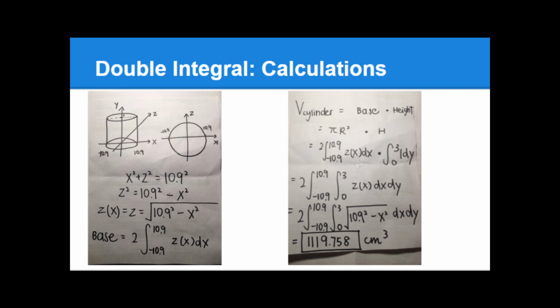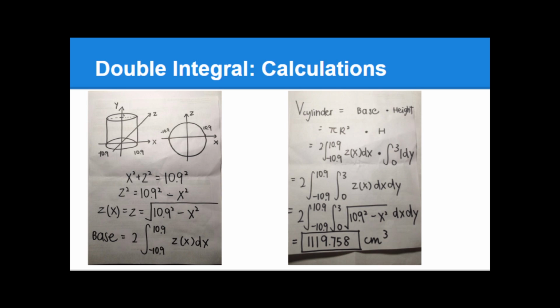Moving on to part 2 of the working, as shown on the right, we find the volume of the cake. The volume of a cylinder is the product of the base area and height. We plug in the expression for the base area we obtained in part 1 and find the integral expressing height. The reason why the expression for height is the integral from 0 to 3 of 1 dy is that we are integrating from a straight line graph with respect to y.